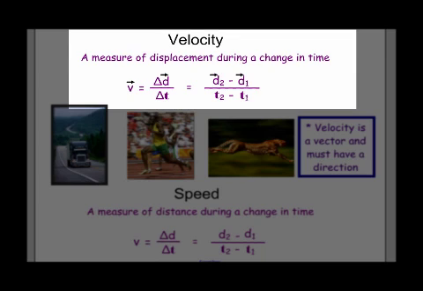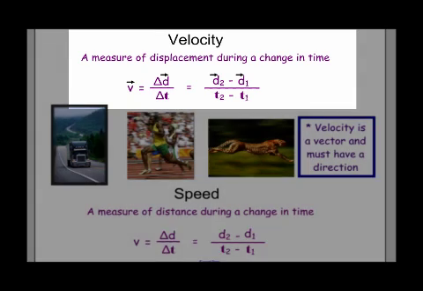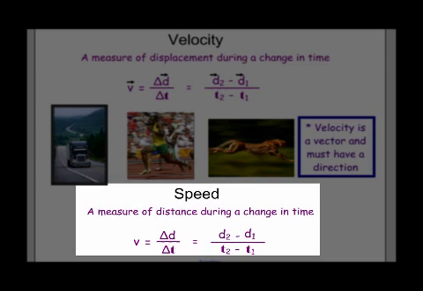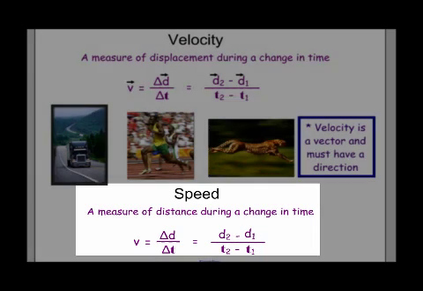At the top, I have a definition for velocity, and we define velocity as a measure of the displacement over a specific period of time, or a change in time. Speed is a measure of the distance during a change in time. At the bottom of your screen, you'll see that definition for speed.